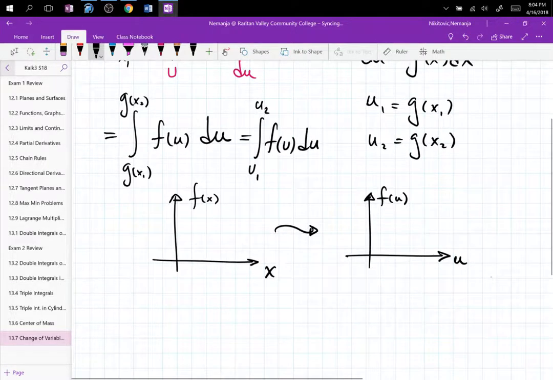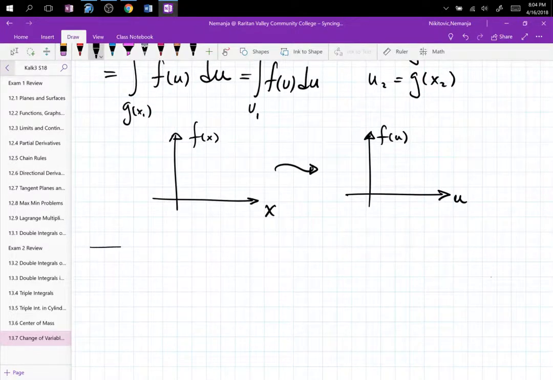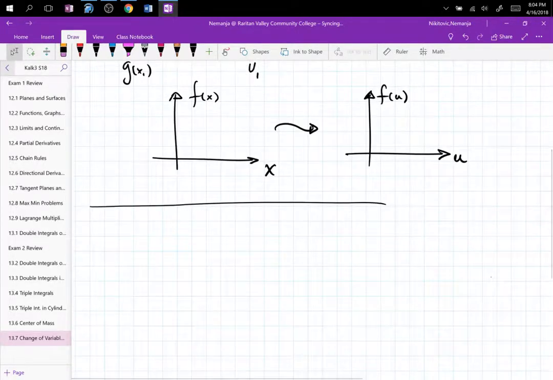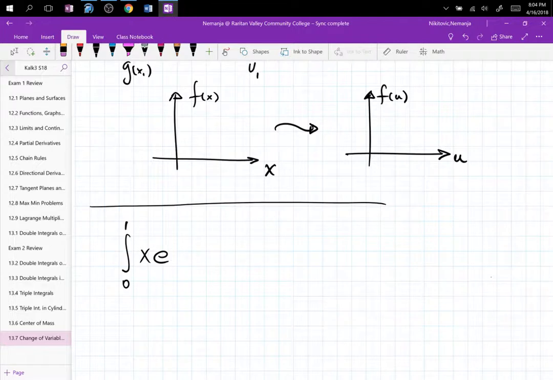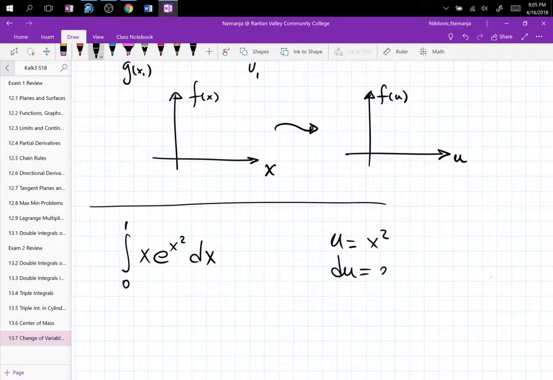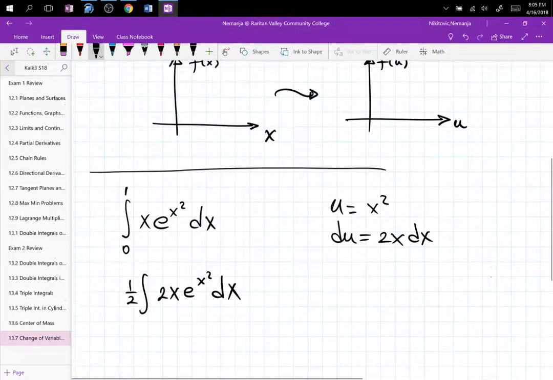Let me do one example over here. The integral from 0 to 1 of x e to the x squared dx. So we let u equal x squared, du equals 2x dx. So I need to add a half in front and have 2x e to the x squared dx. There we go. And now I still have 0 to 1 limits.